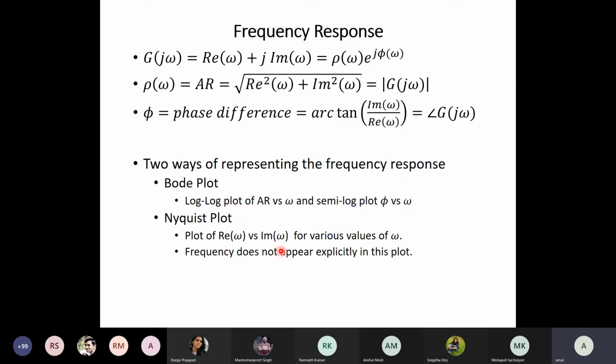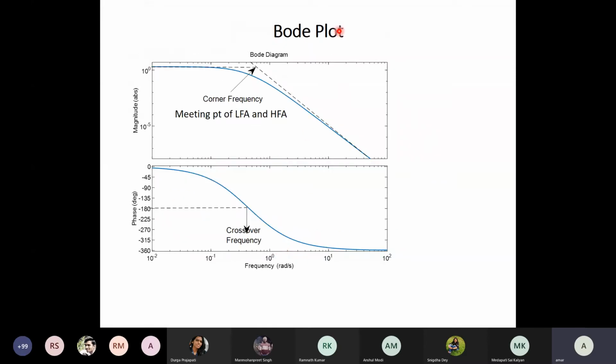Here the omega is implicit in this plot, because it will not appear explicitly in this plot. So these are the two ways we can represent the frequency response. So let us see in the Bode plot, how do we represent this?